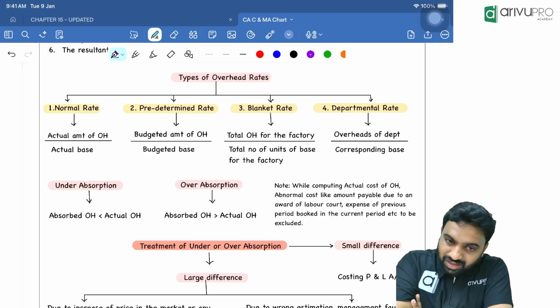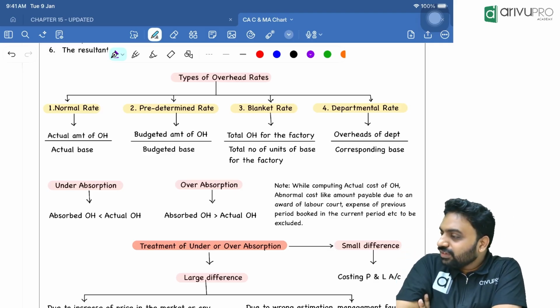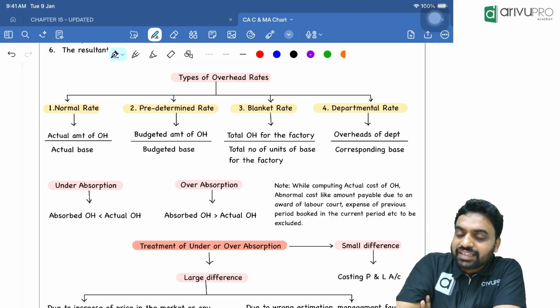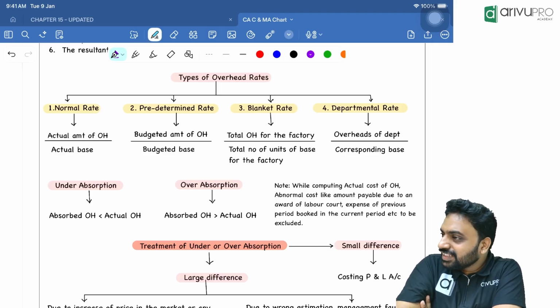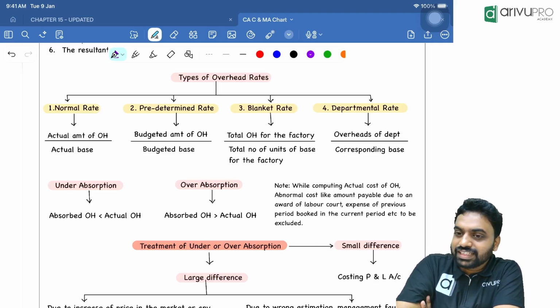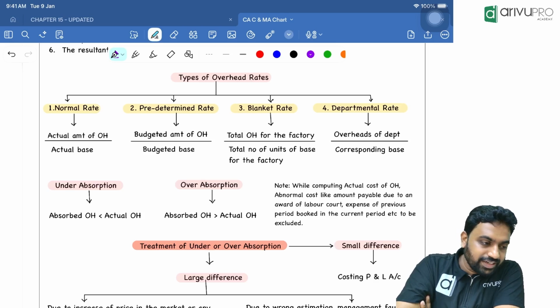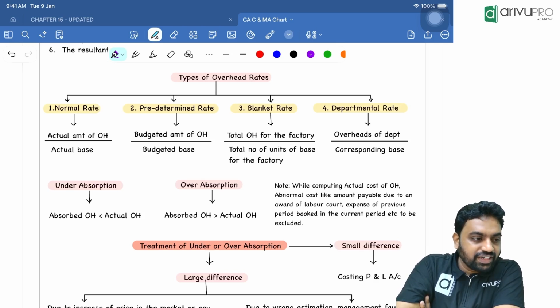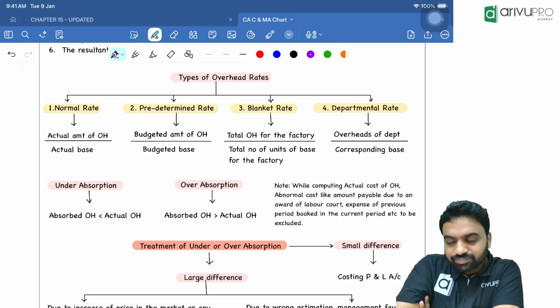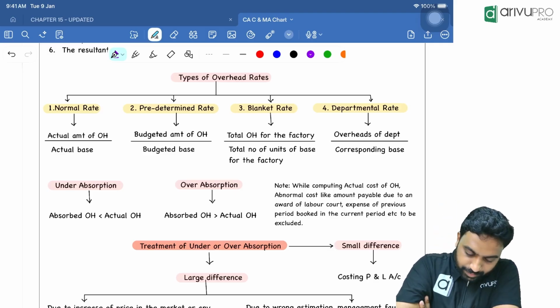However, blanket rate will be good only when the whole factory has the same base. That is, everything is labor hours only, everything is machine hours only. In that case, it makes sense. Otherwise, it is always advised to go for departmental rate by considering different bases. Is that clear? Okay.